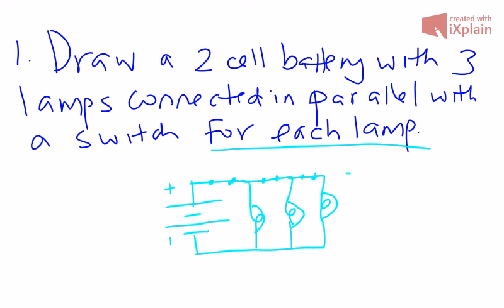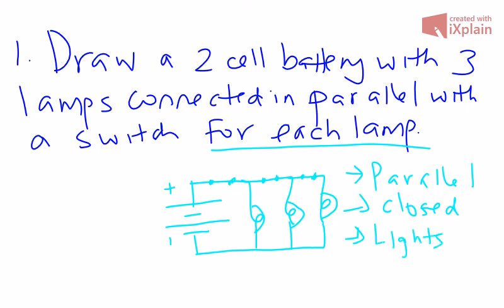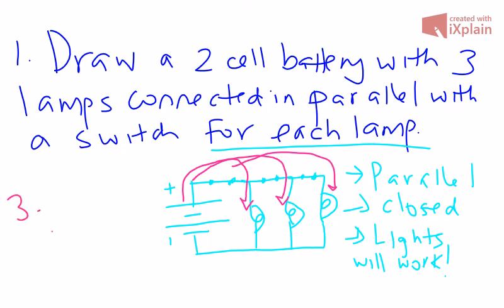Okay, so this is parallel. It's closed. And will the lights work? The lights will work. And how many pathways does this parallel circuit have? So we can show it. There's 1 path, 2 paths, 3 paths. So this is 3 pathways.